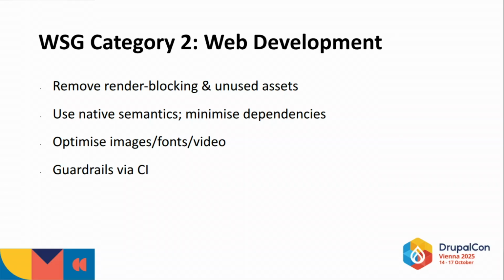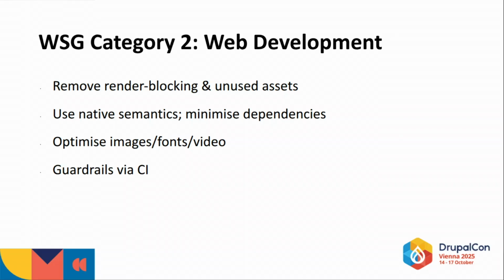Web development, removing render blocking. Sometimes you'll have some third-party script that will actually prevent the page from being loaded, or prevent it being loaded quickly or correctly. Trying to remove unnecessary or unused assets. Using native semantics, trying to resort to using good semantic HTML rather than using things that both the browser and sometimes the assistive technology doesn't fully understand. So it's good to remember that if you're using assistive technology, screen readers, other software.